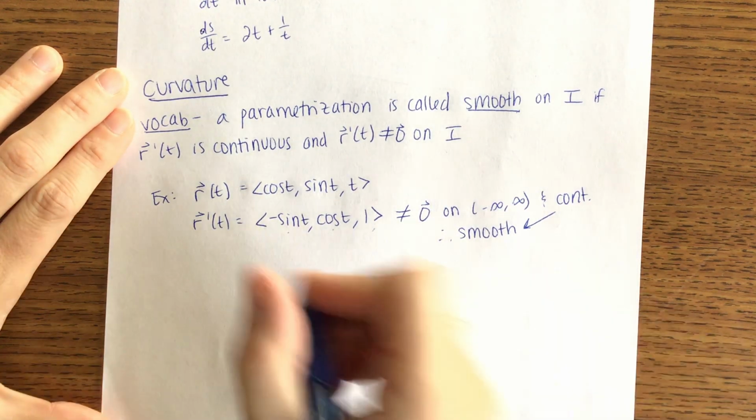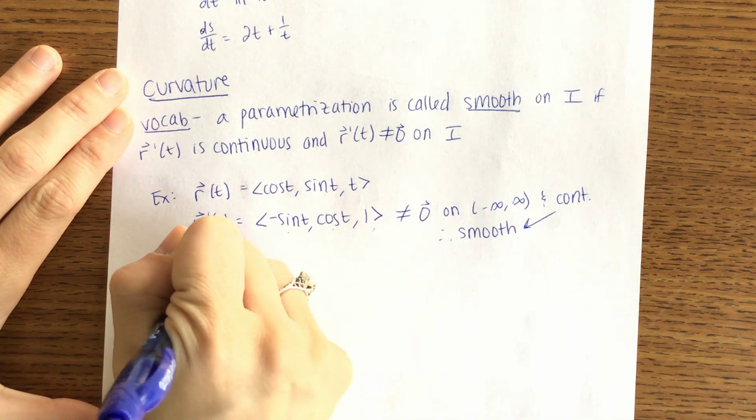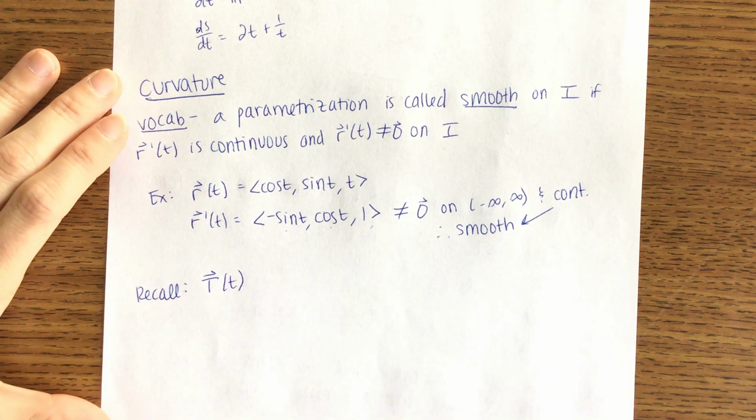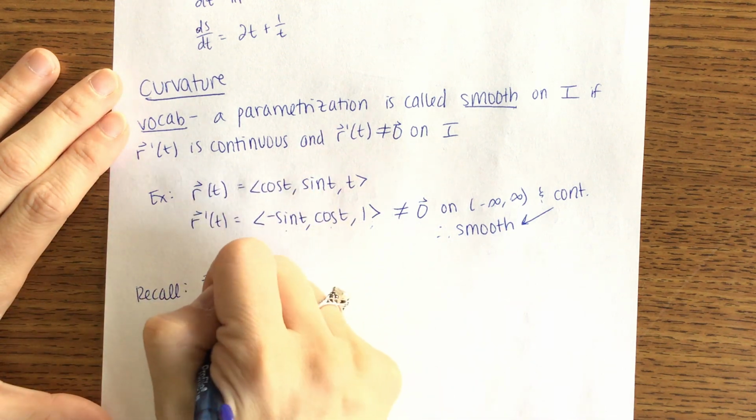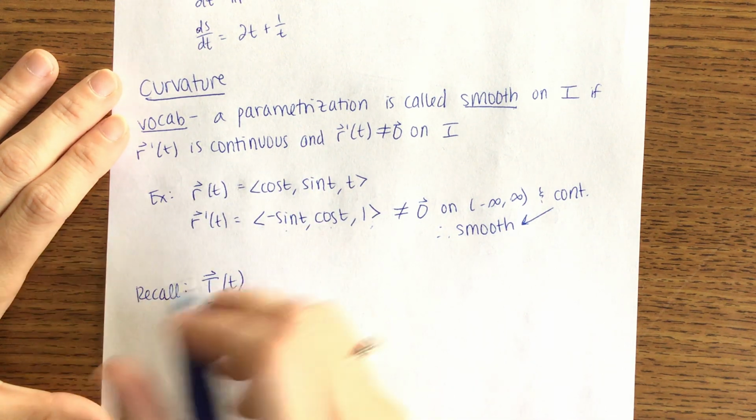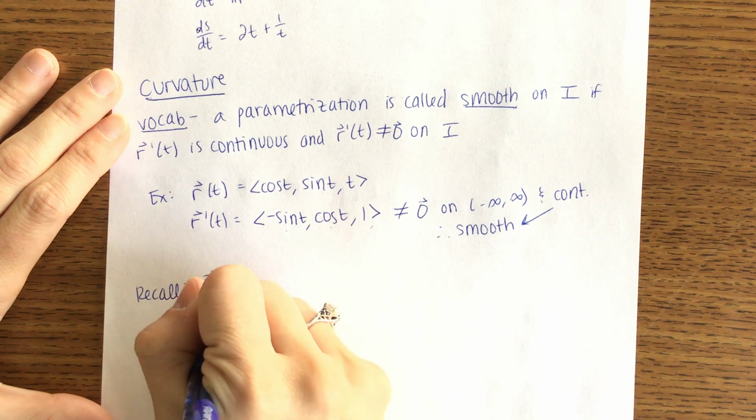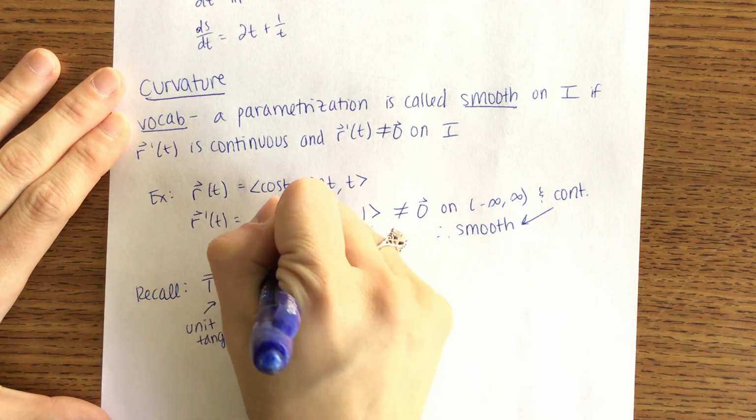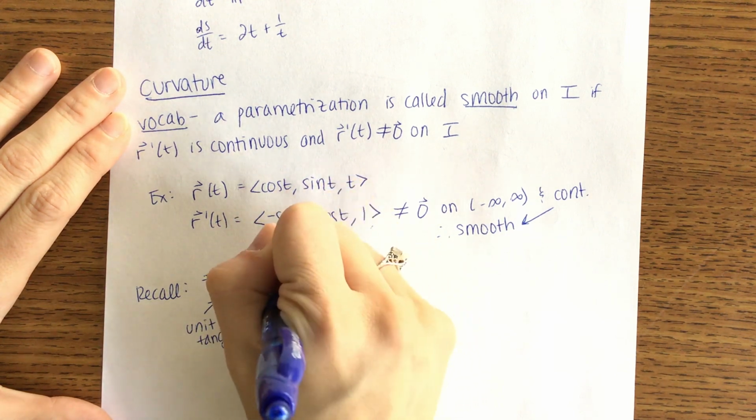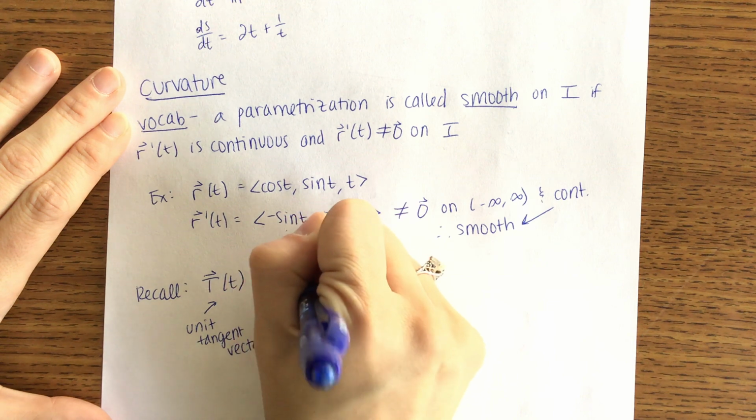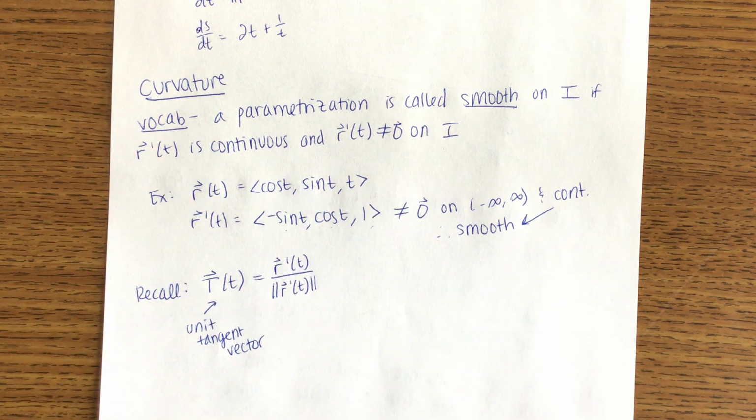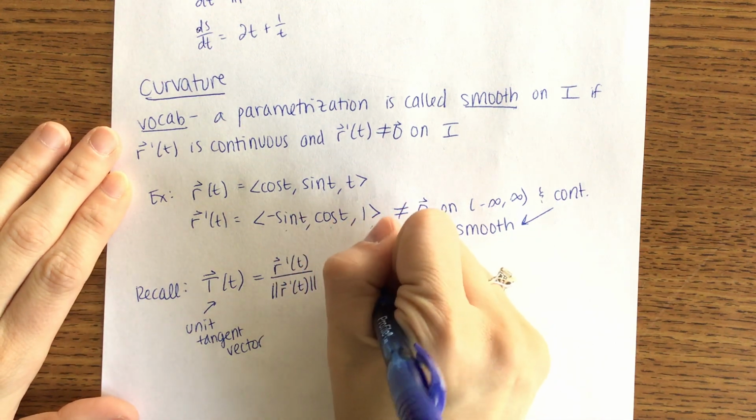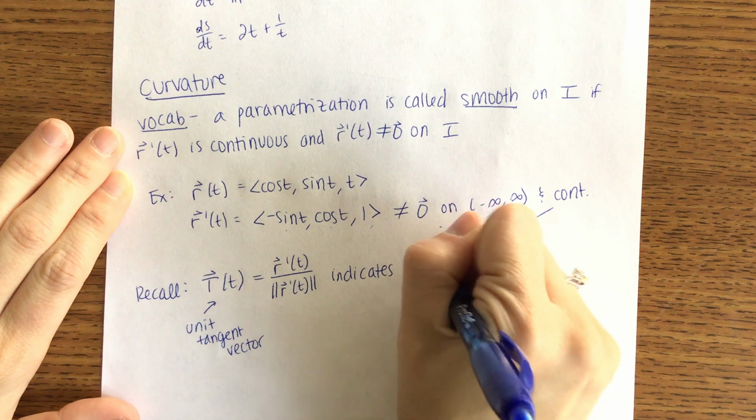Here's why we care about that. Do you guys recall talking about big T? Did we look at that? Do you happen to remember what it's called? Yes, very good. Unit tangent vector. If you recall, the unit tangent vector was r prime of t divided by the norm of r prime of t. Reason we looked at the unit tangent vector is that it indicated the direction of the curve.